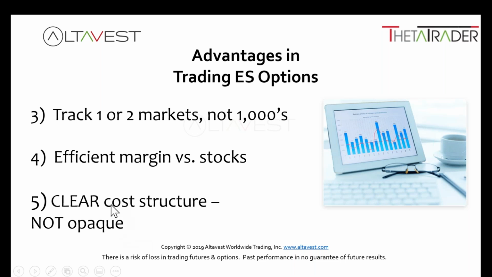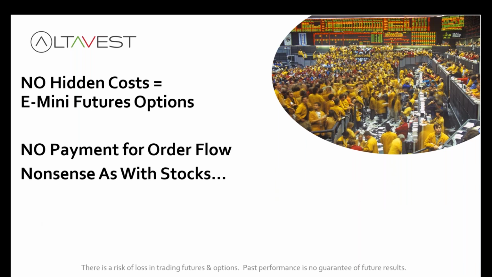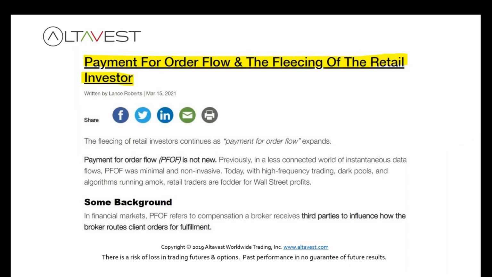And here's a big one, the clear cost structure. It's not opaque. What do I mean? I'm going to beat up on someone in just a second, but remember, these are not securities people. People ask all the time: no, we are futures and futures options, traded at the CME Group on the electronic Globex exchange, and that means all orders, no matter how large or small, get equal treatment. So what am I hinting at? There's no payment for order flow nonsense like you have with every stockbroker now, especially places like Robinhood, where that's basically all they do. Payment for order flow is fleecing the retail investor.